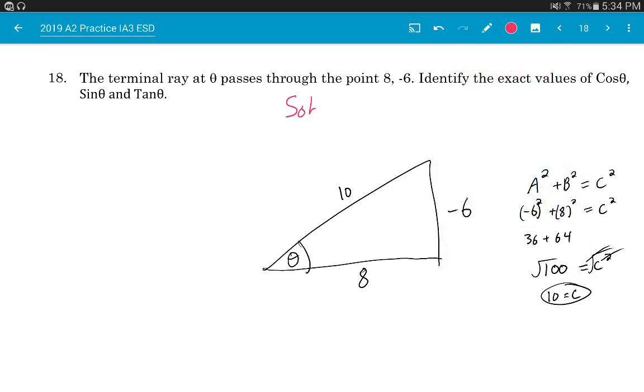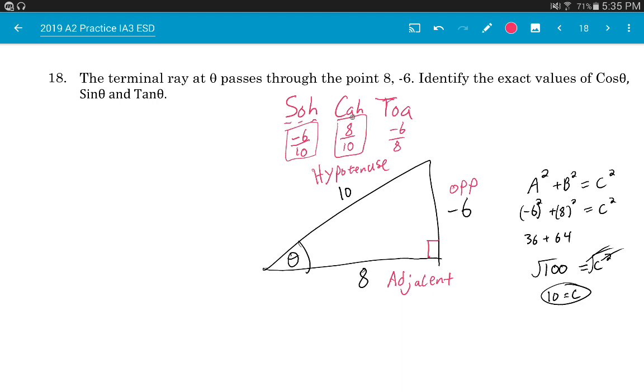Now, what we're going to need is SOHCAHTOA. Sine is opposite over hypotenuse. So let's label these sides. From theta, this is the opposite. This is next to it, so this is what we would call the adjacent. And this is opposite the right angle, right? So this is what we call the hypotenuse. Sine is opposite over hypotenuse, so this is -6 over 10. And that can be simplified, of course. Cosine is adjacent over hypotenuse, so that's 8 over 10. And tangent is opposite over adjacent, which is -6 over 8. Now I can simplify all of those, but you get the idea. We'll call it there.